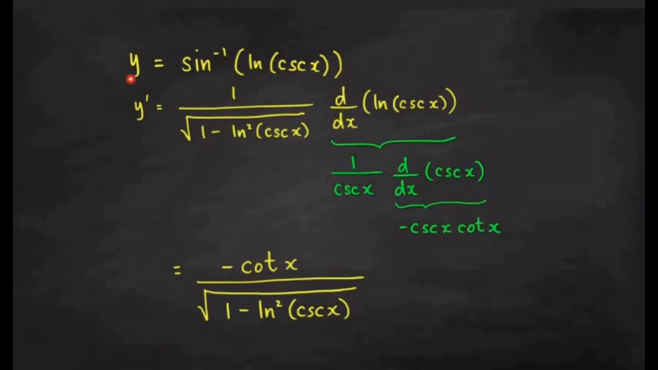Moving to our next problem, let's find the derivative of y, which is equal to sine inverse of ln of cotangent x. So what is the form of our function? It is sine inverse of a function, sine inverse u. We already have a formula for the derivative of sine inverse u, and that is 1 over the square root of 1 minus u squared, times the derivative of u with respect to x.